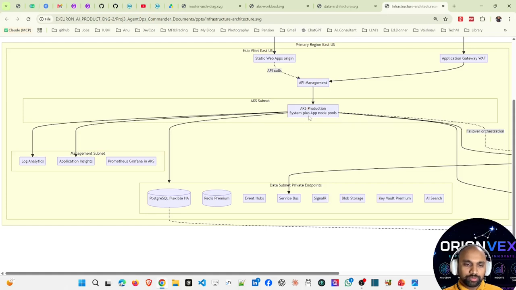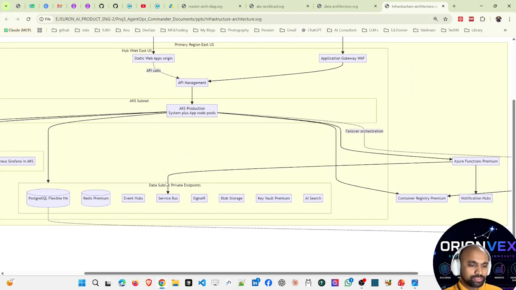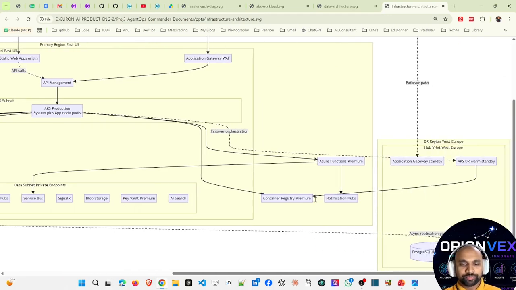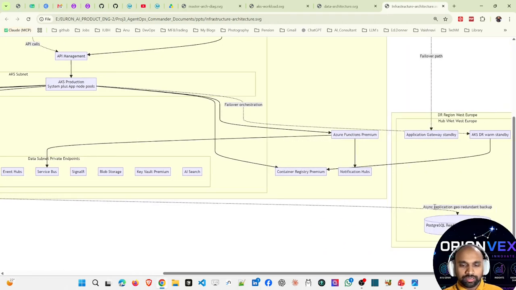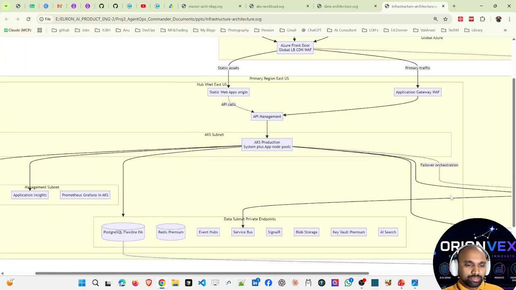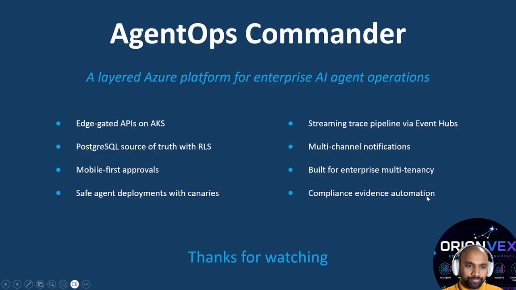This is the Azure Kubernetes Service production system plus node pools. We can see the data subnet endpoints: PostgreSQL, Redis Premium, Event Hubs, Service Bus, SignalR, Blob Storage, Key Vault Premium, and AI Search. Okay, this is the DR region. In the DR region we also have DR for the database. Here, this is the active database, PostgreSQL flexible server with high availability, and in the DR we have an exact copy with async replication and geo-redundant backup. This is again the Postgres replicated geo backup. This is all about the overall architecture diagram of our system.